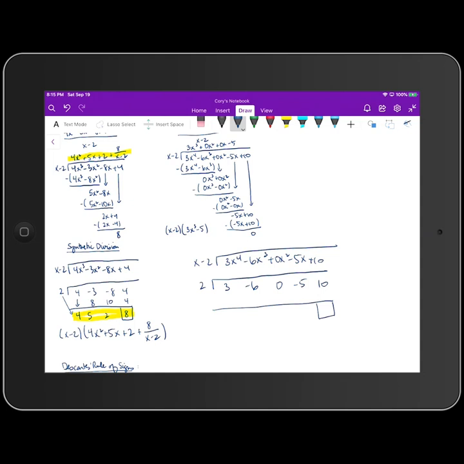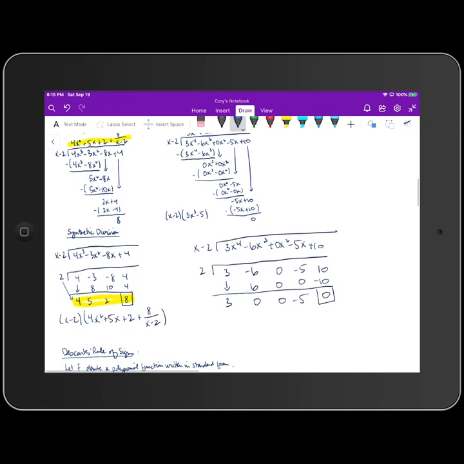Okay, so again, we bring down the first term in line 3. 2 times 3 gives us 6. That adds up to 0. 2 times 0 gives us 0. That adds up to 0. 2 times 0 gives us 0. That adds to negative 5. 2 times negative 5 gives us negative 10. And that adds to 0. Okay, so because we get a remainder of 0, x minus 2 is a factor.